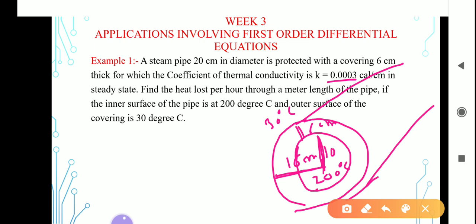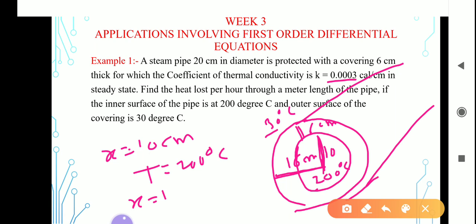Means if you assume x is the radius of the pipe, then when x is equal to 10 centimeter, only this is important, temperature T is given at 200 degree centigrade and the outer surface is kept at 30 degree centigrade. Means when x is equal to 16 centimeter, then temperature T is 30 degree centigrade. I think now you understand the conditions.